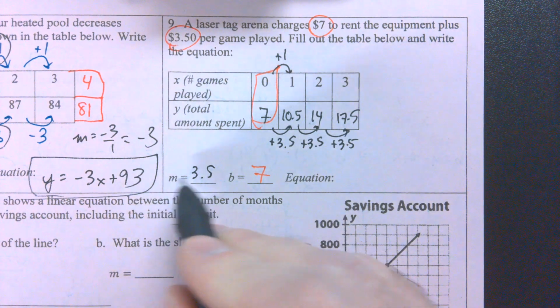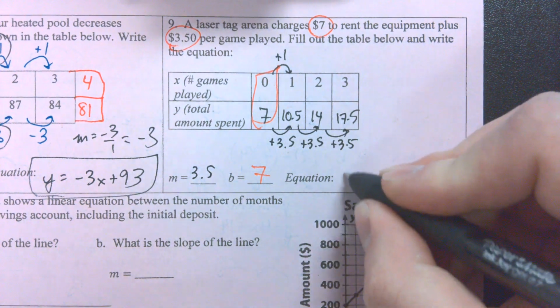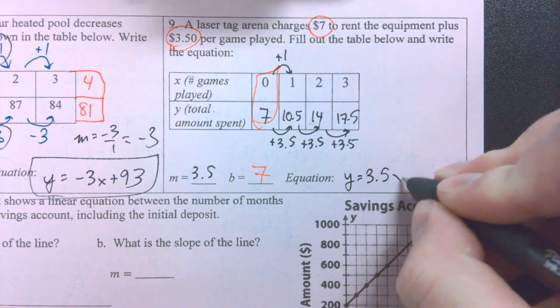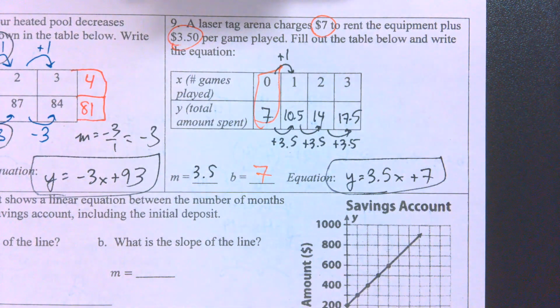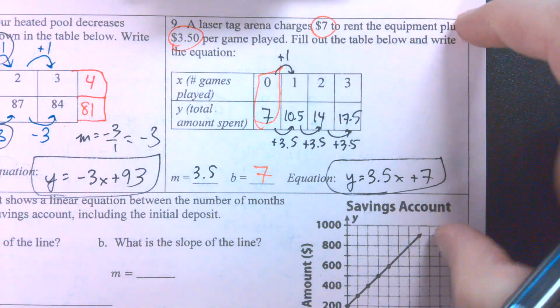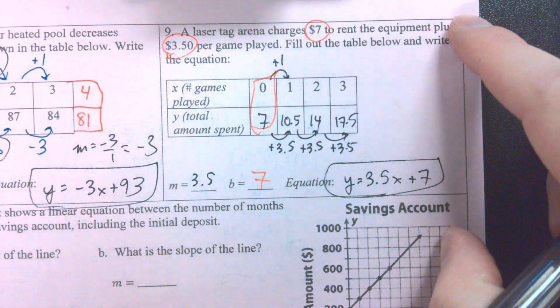So your equation, M is 3.5, B is 7, Y is equal to 3.5x plus 7. Boom. Questions I can answer about that? Okay.